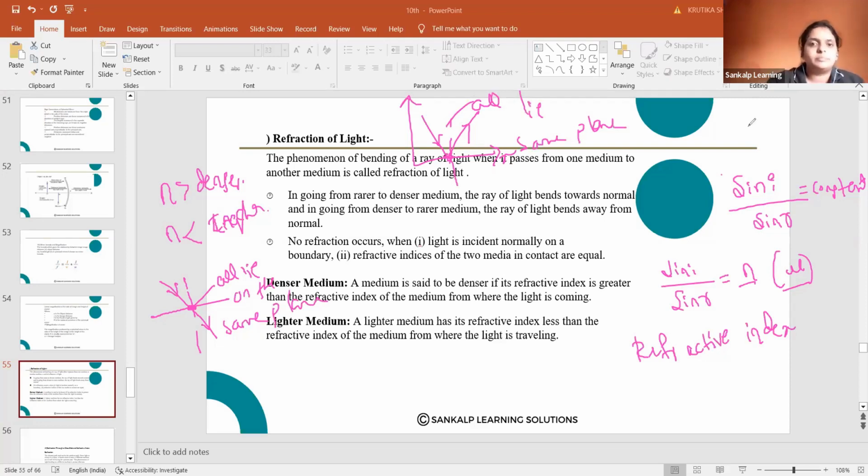Panchami and Shreya, any doubt? No. Okay. I hope the refraction phenomenon is clear to you. So we will see one activity, then we will see some question answers.